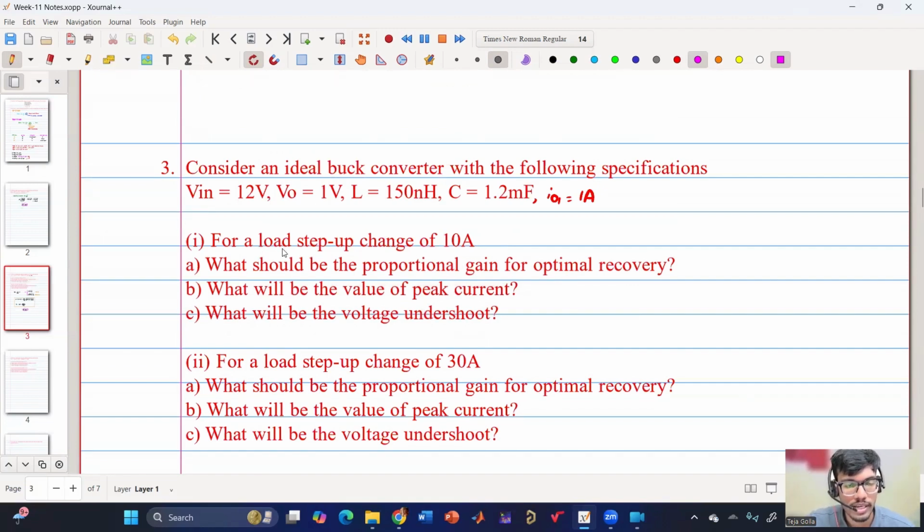First part, what is it saying? Load step up change of 10 amperes. What should be the proportional gain and what is the value of peak current as well as what will be the voltage undershoot. So please note down the specifications. Once you note down the specifications, I'll display the expressions for this KP as well as peak current and voltage undershoot. So please note down input voltage is 12 volt, V naught is 1 volt, inductance is 150 nanohenry, capacitance is 1.2 millifarad, and then steady state current is 1 ampere, and load step changes of 10 ampere and 30 ampere. Once you note it down, please let me know. Then I'll scroll down and display the expressions.